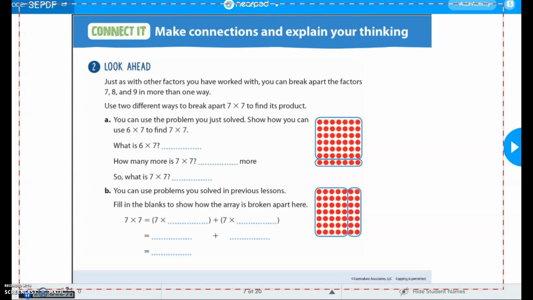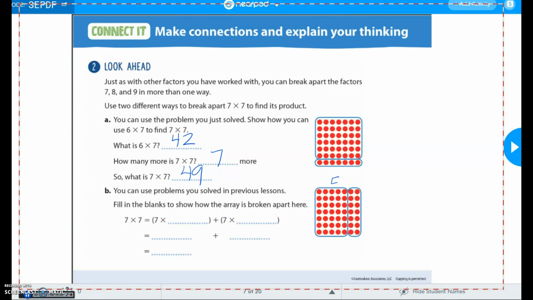Well, if we have 6 times 7, if we counted all these dots, that would equal 42. Then, if you want one more, you're really just adding one more row of 7, so you just add 7 to that. So that's 49. So then you can use the problem to do another one.